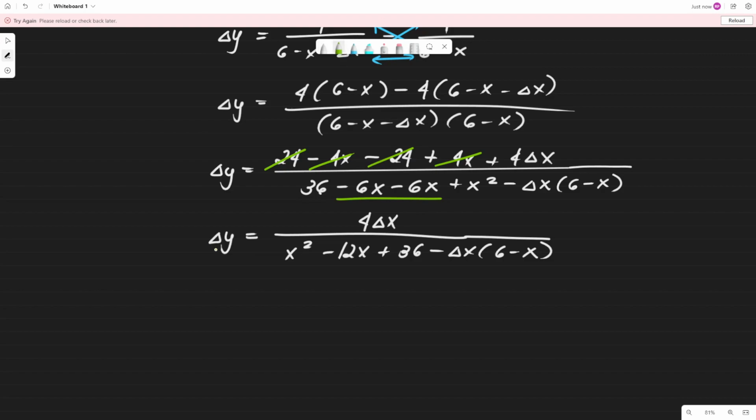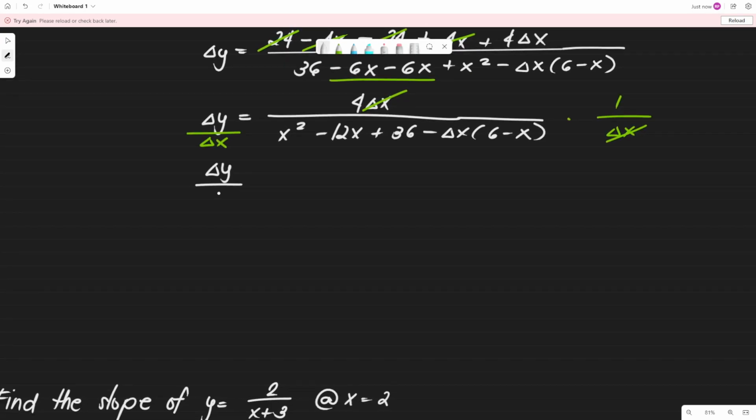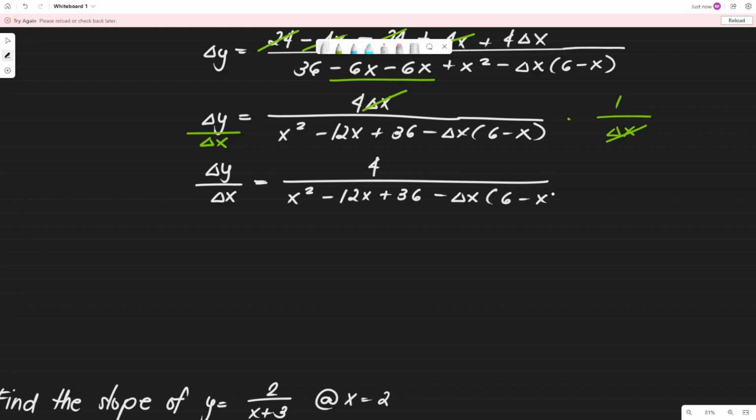Next step, divide both sides by delta x, so times 1 over delta x. When the value of delta y is a fraction, you can multiply by 1 over delta x so you don't get confused with a complex fraction. Just take the reciprocal, then multiply. The delta x in the numerator will cancel. Therefore, delta y over delta x is equal to 4 over x squared minus 12x plus 36 minus delta x times 6 minus x.